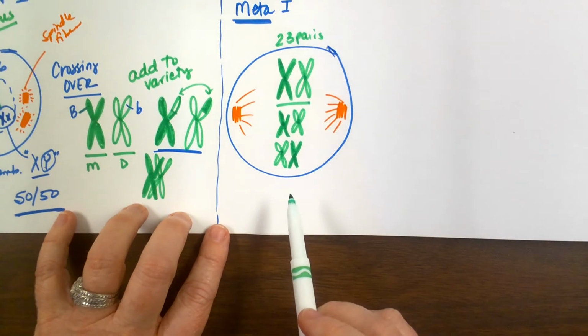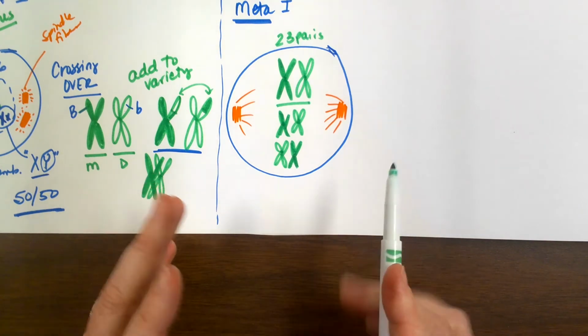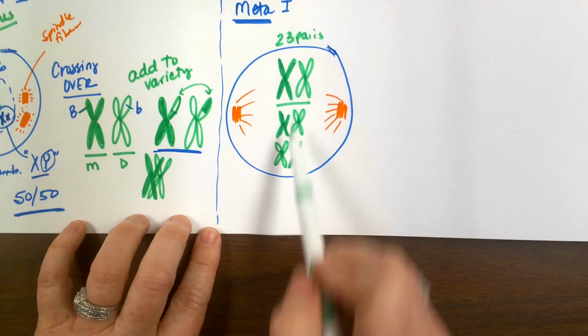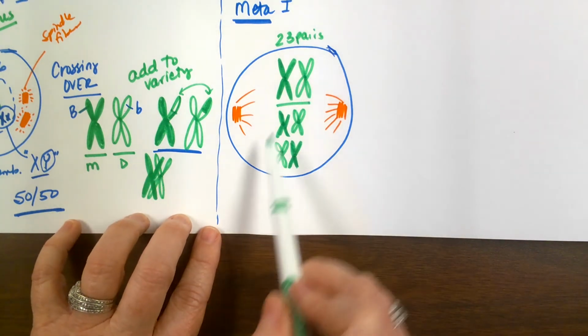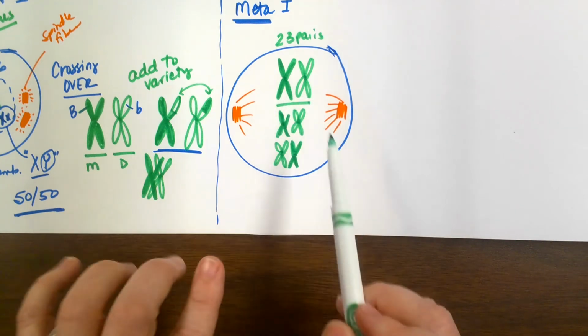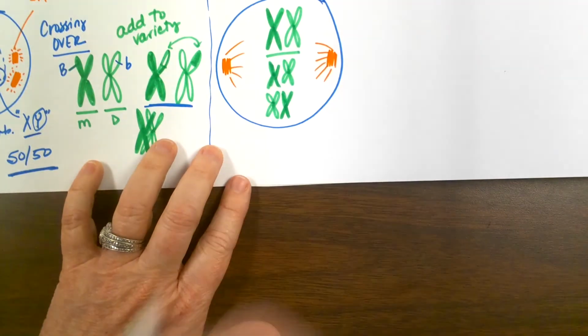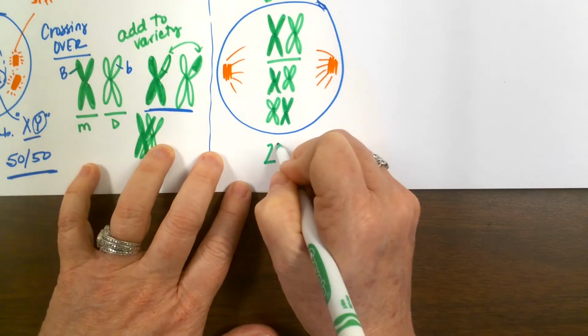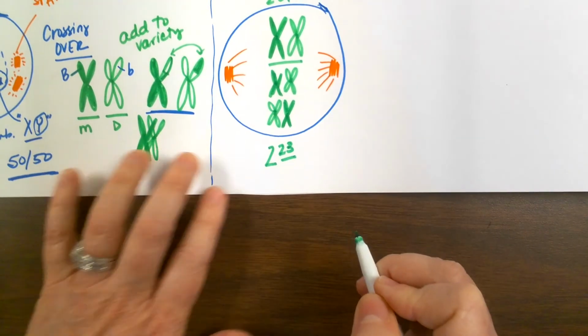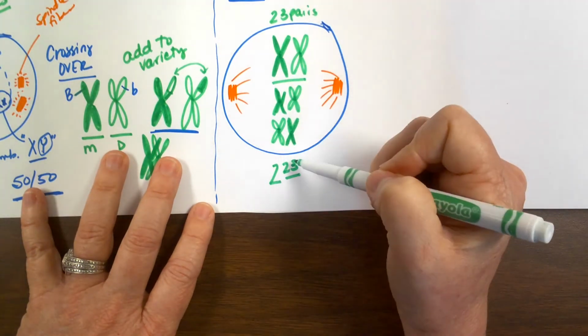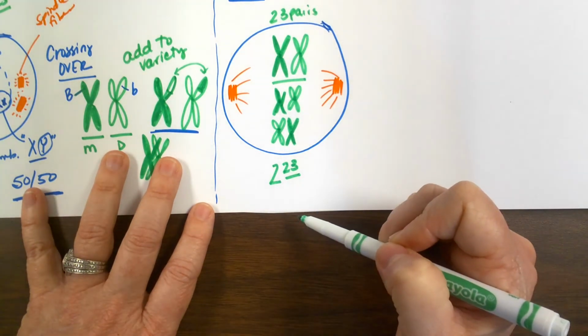So if you were to sit down and take one person's chromosomes and pair them up and line them up down the equator and figure out all the different combinations of who would be on the left and who would be on the right and how they would line up, one person could have 2 to the 23rd different arrangements of these pairs of chromosomes along this equator.